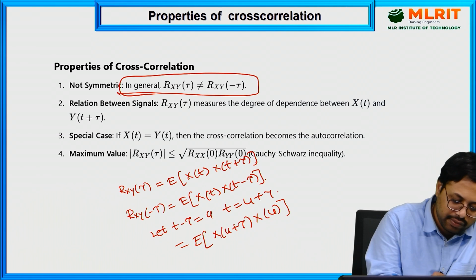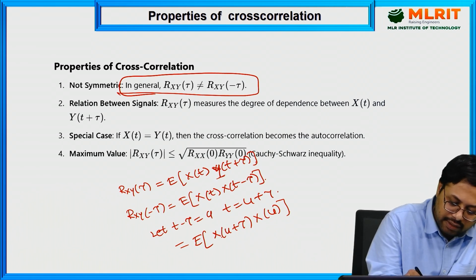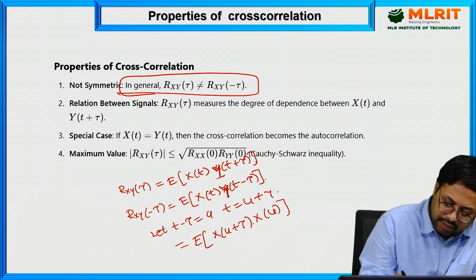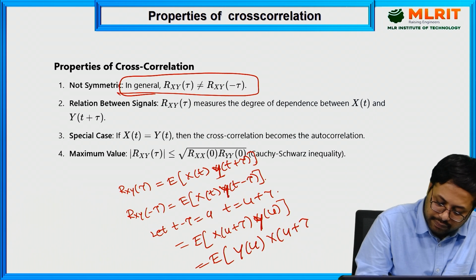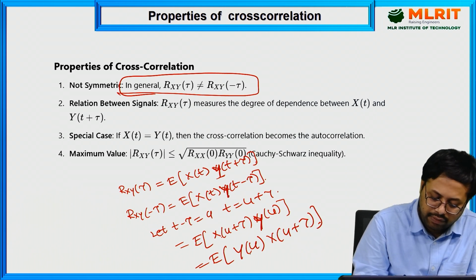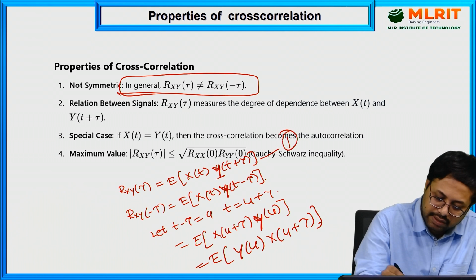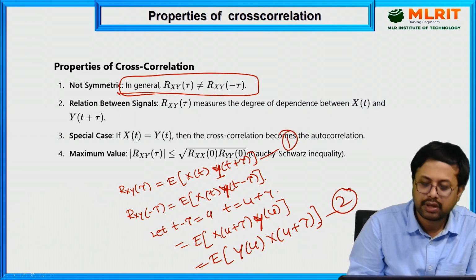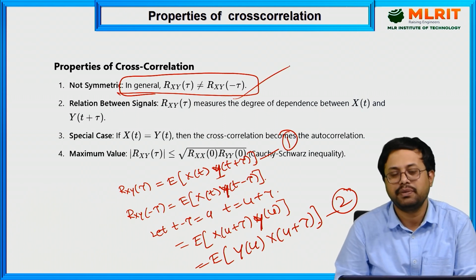Here we are using the definition of R xy, where y appears. Now you can check the definition: expectation of y of u, x of u plus tau. You can check these two equations. Both the conditions are not the same. Then it is not satisfying the symmetry property.